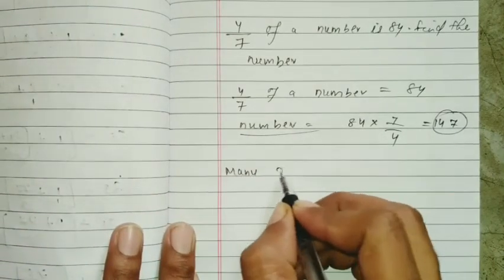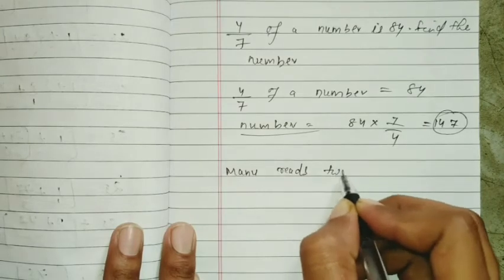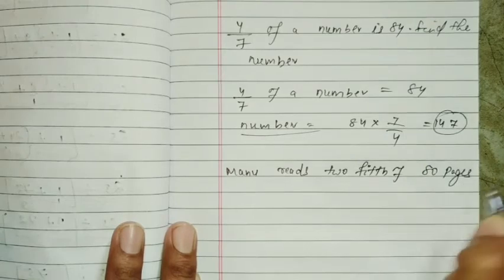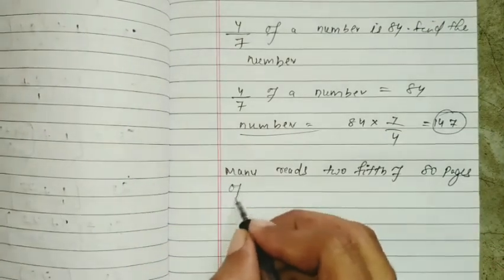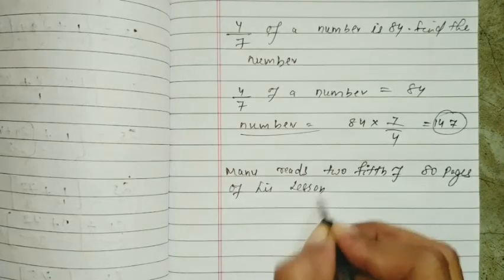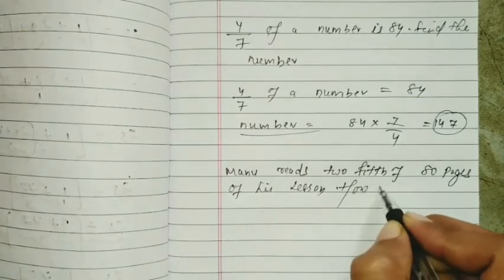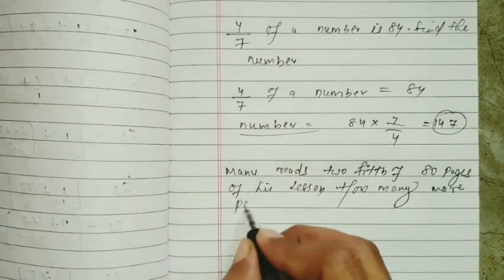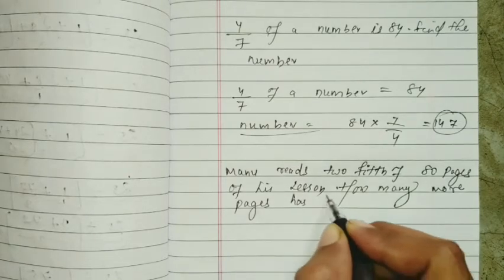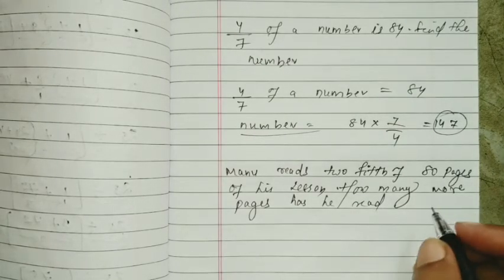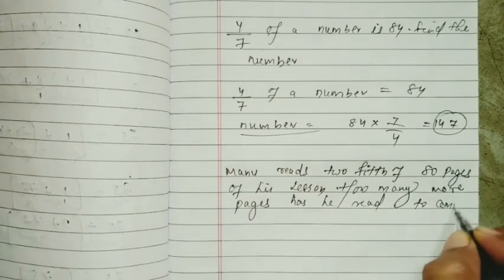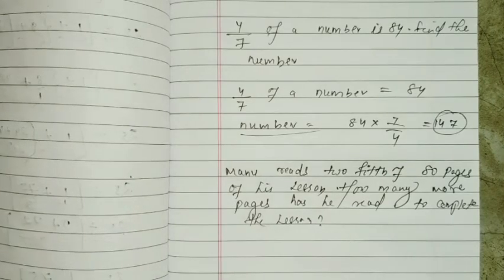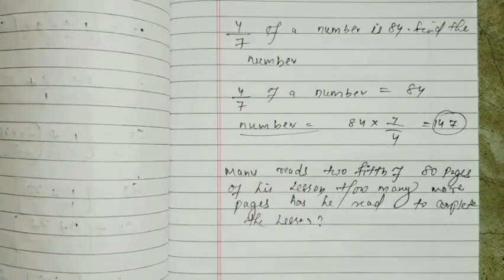Manu reads 2/5 of 80 pages of his lesson. How many more pages has he to read to complete the lesson? So Manu reads 2/5 of 80 pages.